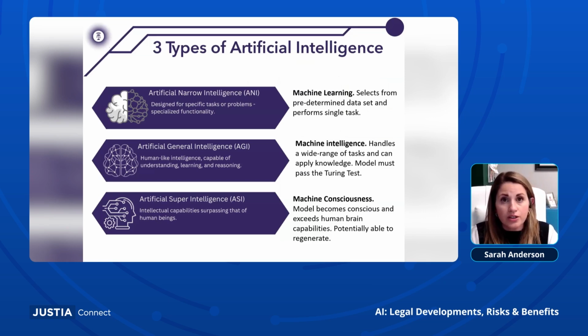Your artificial narrow intelligence is the most basic. It's designed to do one predetermined task, one simple task. That's all it does. It does not allow you to say, hey, read me a poem or write me a summary. It does one thing that it's been designed to do.